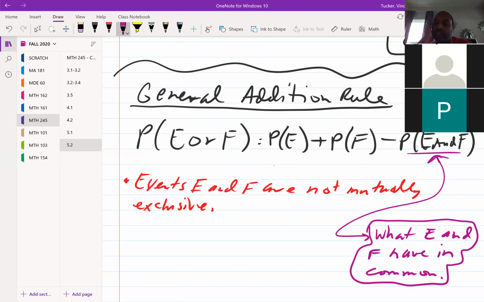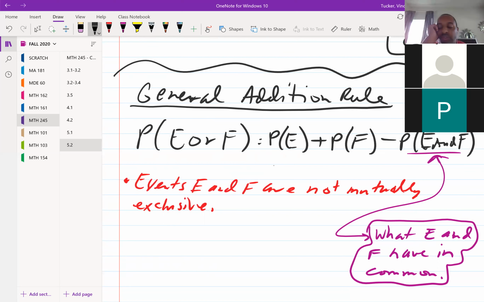All right, so here's our general addition rule. Remember the one we had before was for mutually exclusive events. This is just the general rule for any event that you come across. So the probability of E or F occurring will be the probability of E plus the probability of F minus the probability of E and F. So once again, E and F are not necessarily mutually exclusive.